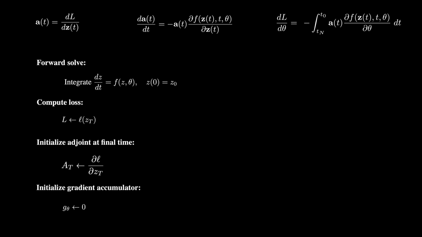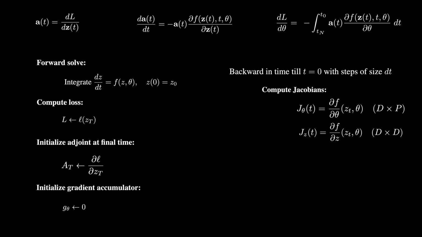Then we move to the necessary steps for backward pass. We are going to go backwards in time from t to 0. For each time step t in the sequence, we first compute Jacobians with respect to parameters and state at time t. Assuming d as dimensionality of z's and p being the number of parameters, these would be d cross p and d cross d shape.